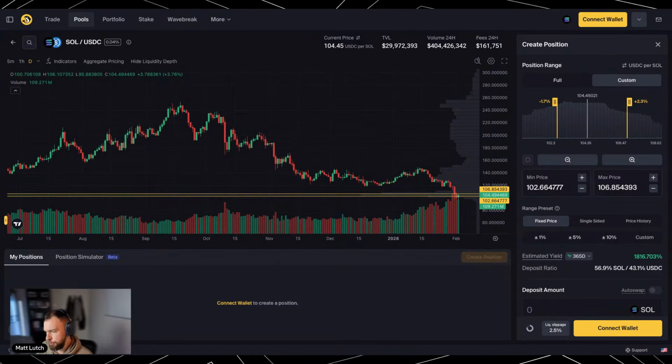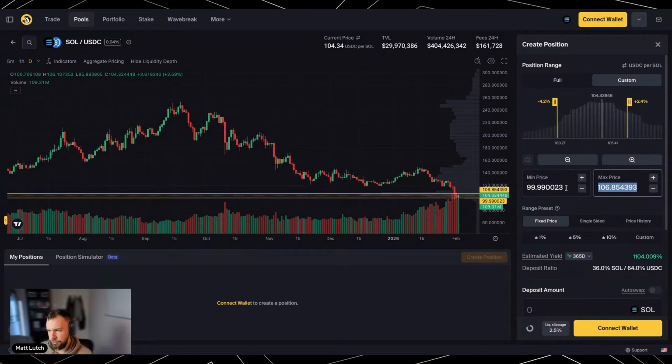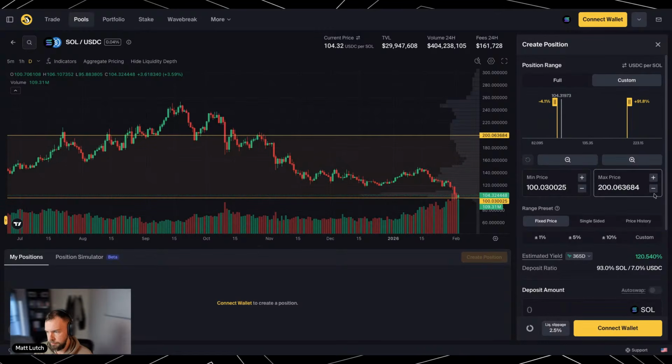And on this pool, a lot of people may have got out of range and started panicking about impermanent loss. So what we're going to do, let's just say you set up a pool in Orca, and let's just say this was your range at the time. Right? Let's just say that was your range.